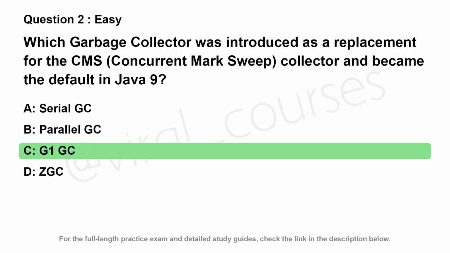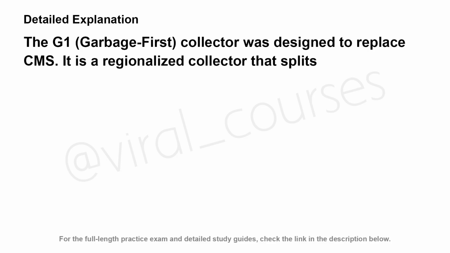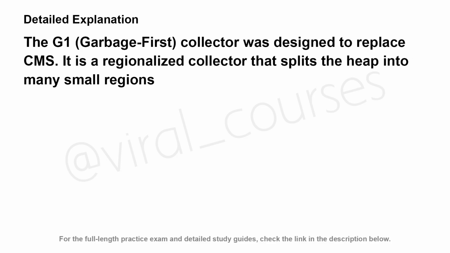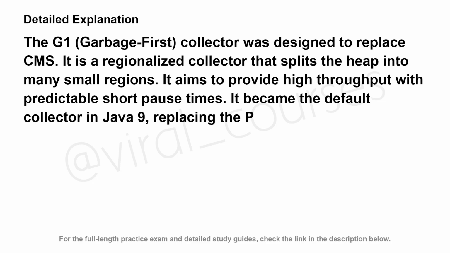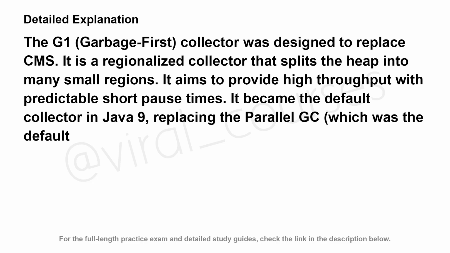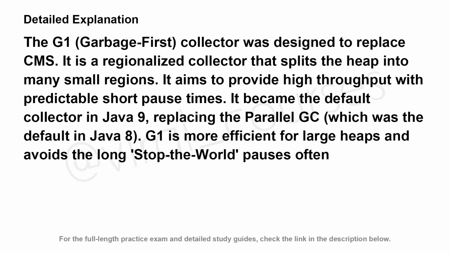The correct answer is C. The G1 garbage first collector was designed to replace CMS. It is a regionalized collector that splits the heap into many small regions. It aims to provide high throughput with predictable short pause times. It became the default collector in Java 9, replacing the parallel GC, which was the default in Java 8. G1 is more efficient for large heaps and avoids the long stop-the-world pauses often seen in older collectors.